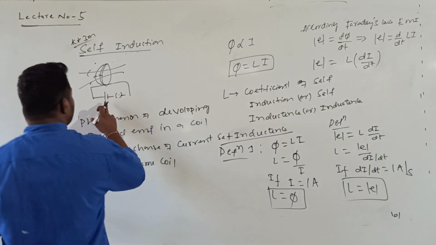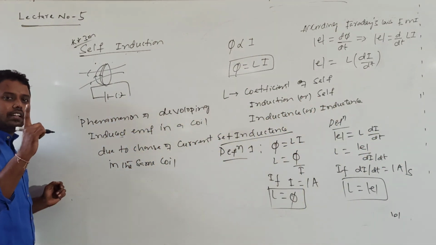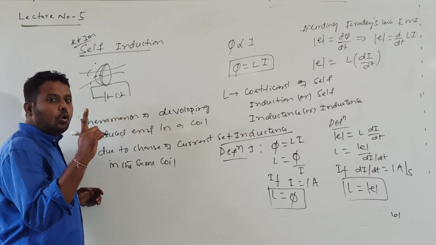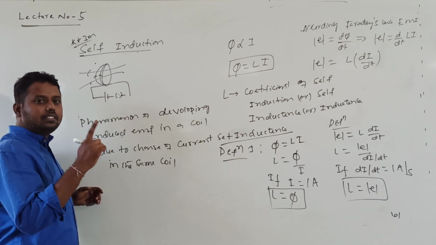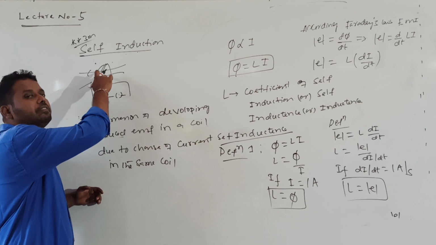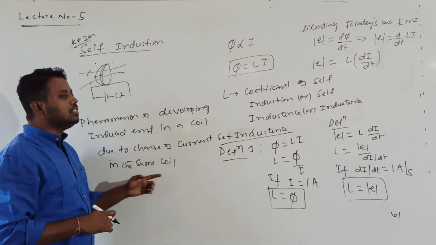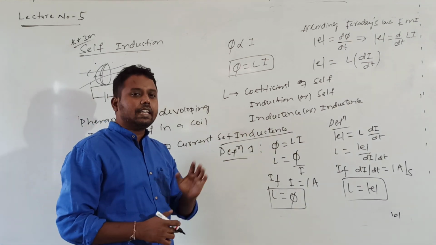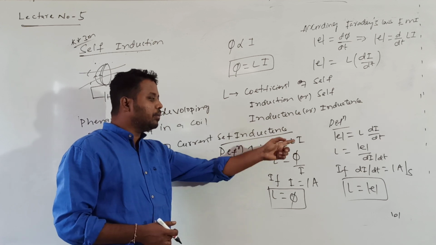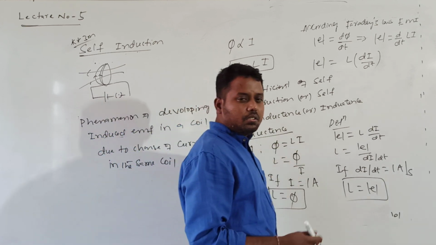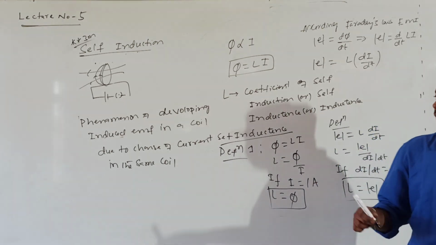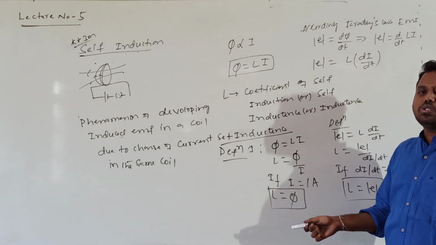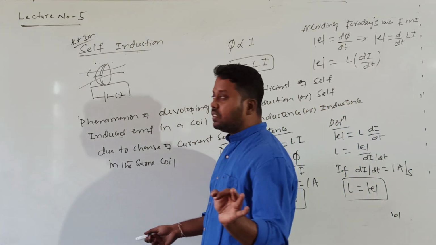If the rate of change of current is 1 unit per second, that is 1 ampere per second, then how much induced EMF is developed in the coil? That is numerically equal to the inductance of the coil. So that is numerically equal to inductance. So two definitions are there. The definition for self-inductance and mutual inductance is the same.